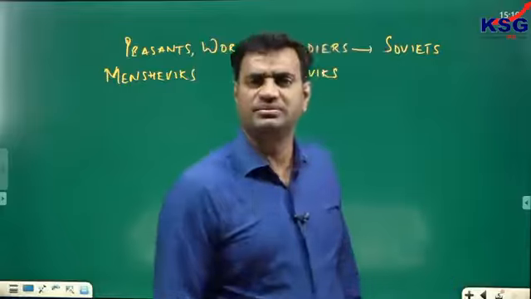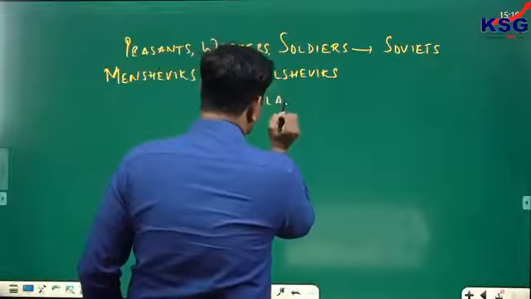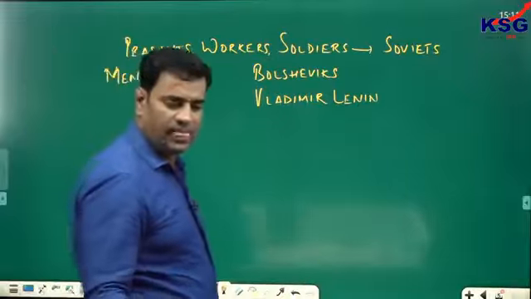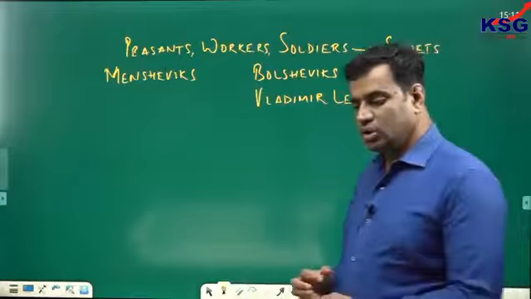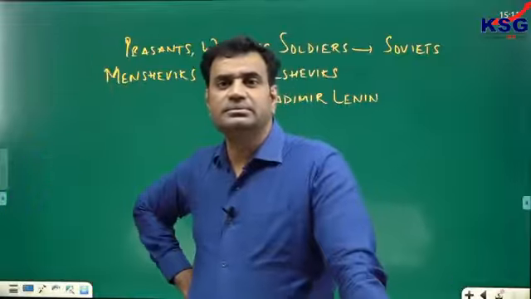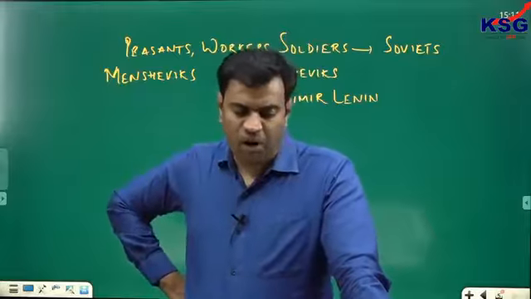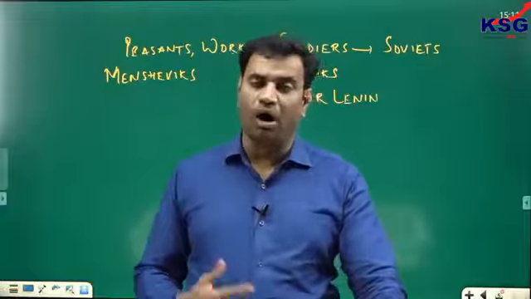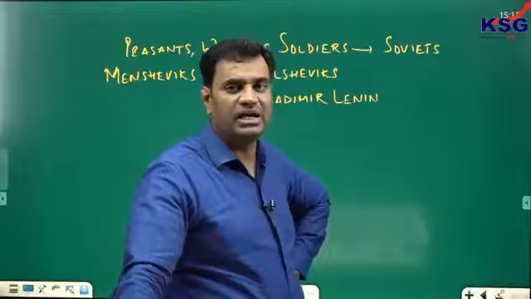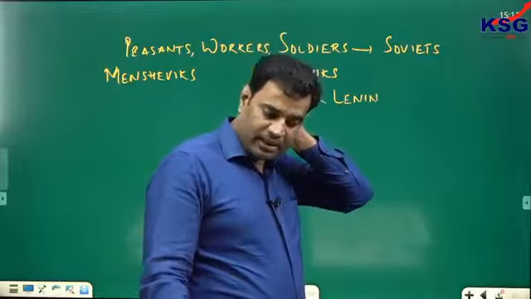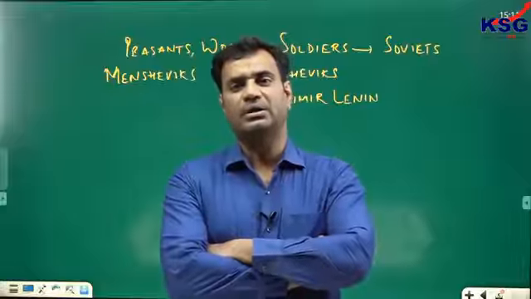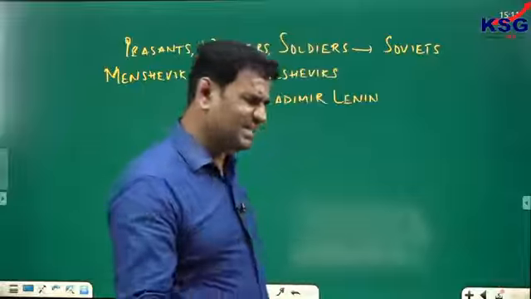Right. The Bolsheviks were led by a socialist leader, Vladimir Lenin. Clear? Right. With few Bolsheviks, Lenin tried to usurp power. Usurp. But was arrested and exiled.